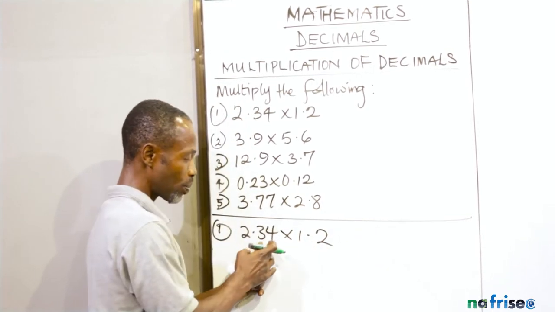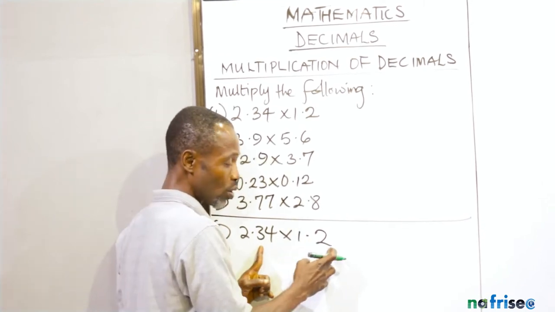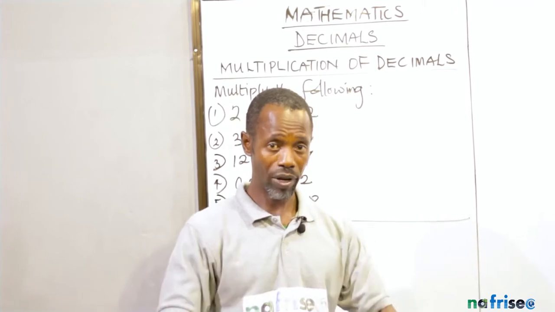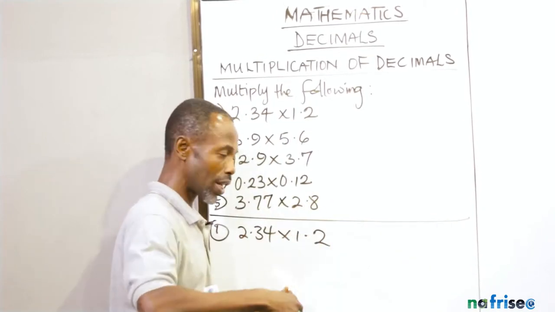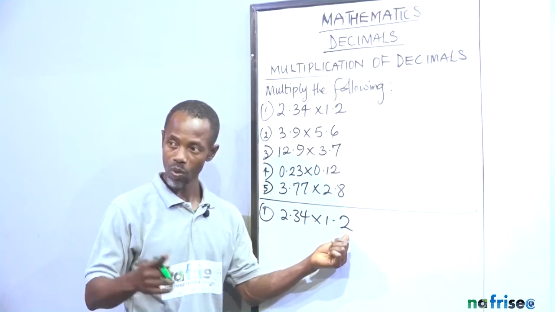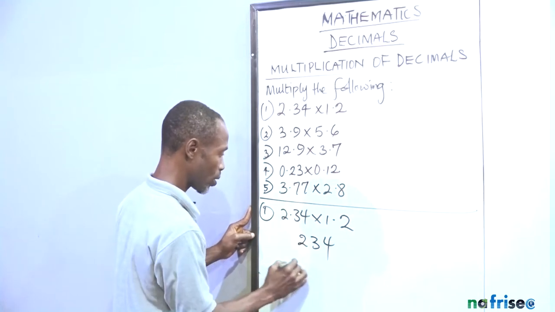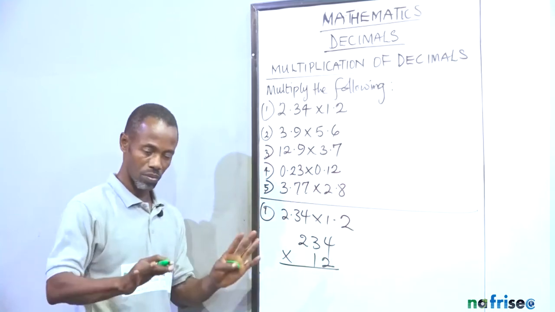You have 2 numbers after the decimal place here, and you have 1 number after the decimal place here. That means by the time you multiply the numbers regularly, you have to count 3 decimal places backward, like this. You have 1, 2 here, and 1 here. So you do this. Take the numbers 2, 3, 4 times 1, 2, and multiply normally without being afraid.